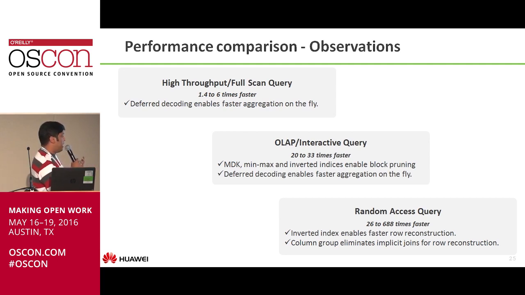So we have something called inverted index, in which we store the row ID also, which helps us to reconstruct the row faster. And we also have another feature called column group, wherein we allow the user to configure a set of columns to be stored in row format. So such columns will not be stored in columnar format. Instead, they'll be stored in row format, which completely eliminates the need for row reconstruction.